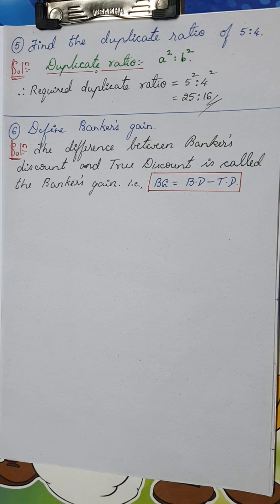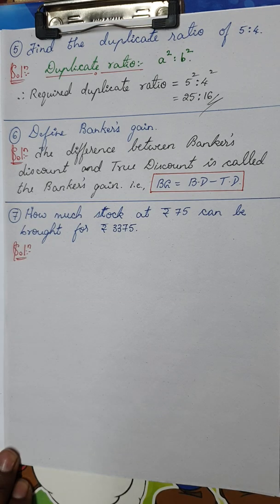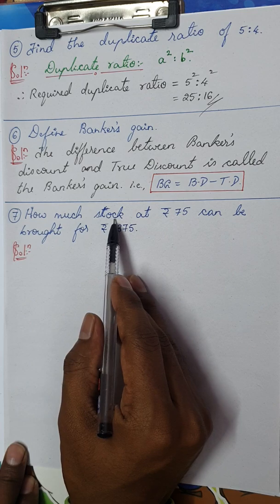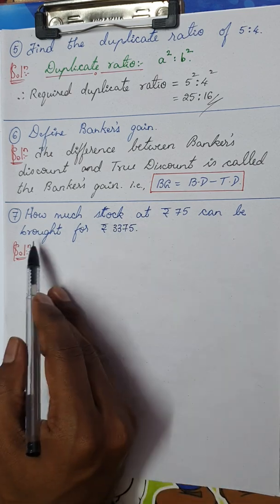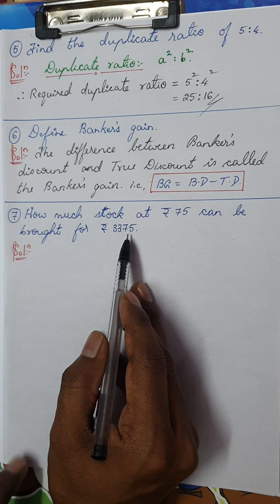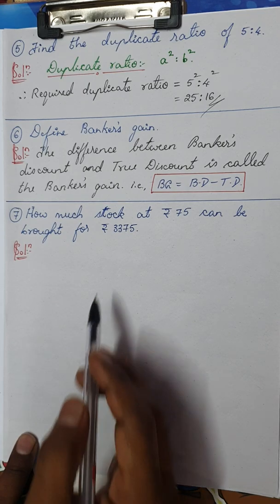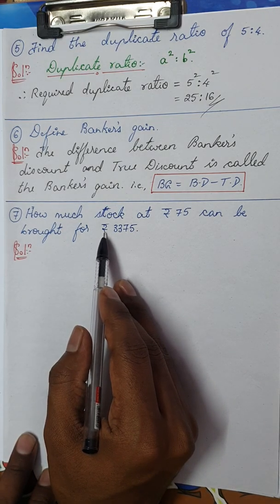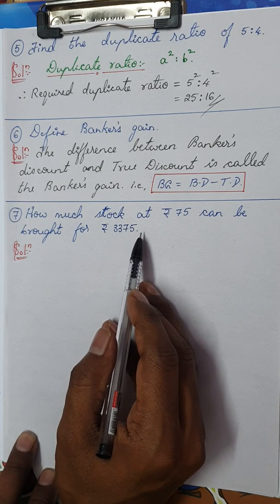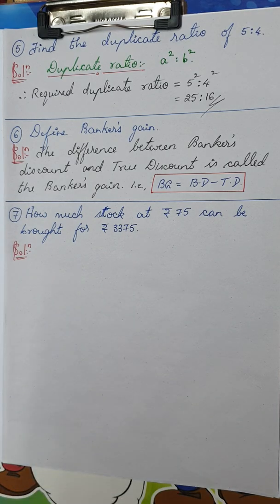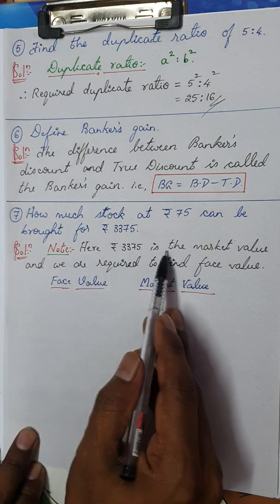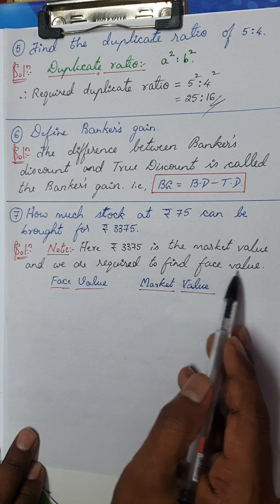Okay, let's move on to question number 7. Students, the 7th question is on stocks and shares. How much stock at rupees 75 can be bought for rupees 3,375? Okay, is it clear? Are you following? Now remember, students, this rupees 3,375 would be your market value. You have to find out the face value. Now just see how we are going to simplify this. So note down, students, this is just for your reference. Here rupees 3,375 is the market value, and we are supposed to find out the face value.